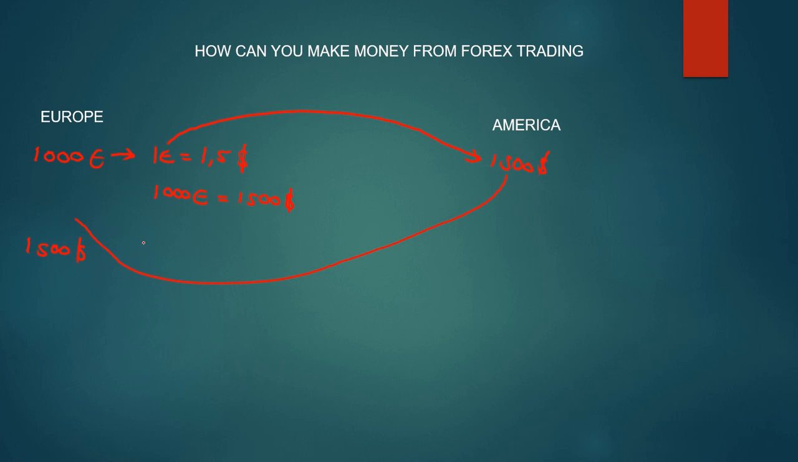So now let's say the exchange rate is now at 1 euro is equals to 1.3 US dollars. So this simply means that your 1,500 US dollars will now be equals to 1,153 euros. So instead of getting 1,000 euros, you are now gonna be having 1,153 euros. So this simply means from this trip you have made a profit of 153 euros. So that's how you make money in forex trading.